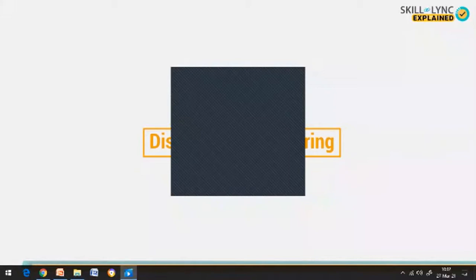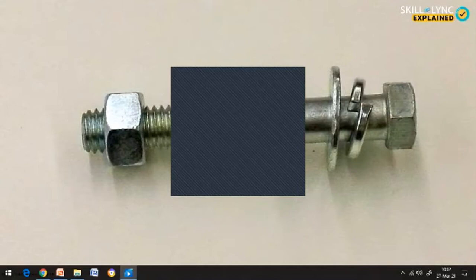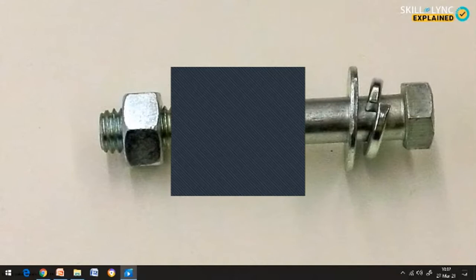The fifth type of spring is a disc or bellwheel spring. These springs are in the shape of a disc. When we use a screw, there is a round disc-shaped metal which is placed before tightening it. This disc-shaped metal is called the disc or bellwheel spring. They are used to stop the screw from vibrating loose.